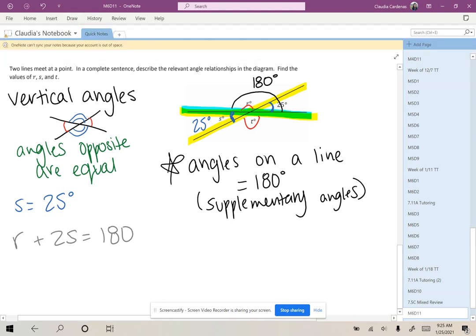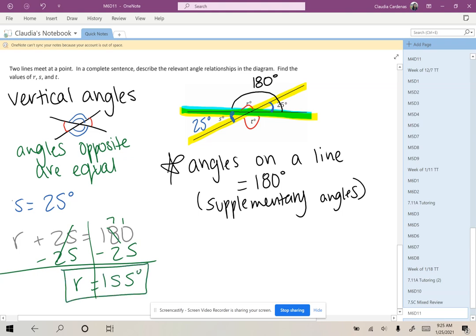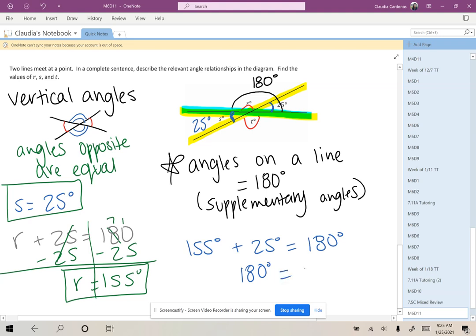Now that we have our equation, how can I begin solving it? To solve equations, we use inverse operations. So instead of adding 25, we're going to take away 25 degrees to see what R would have to be once we remove that piece. And I see that R is 155 degrees. If we wanted to double check, angle R added to the 25 degrees would have to equal 180. So 155 plus 25 is 180, sure enough, so our answer is correct for angle R.